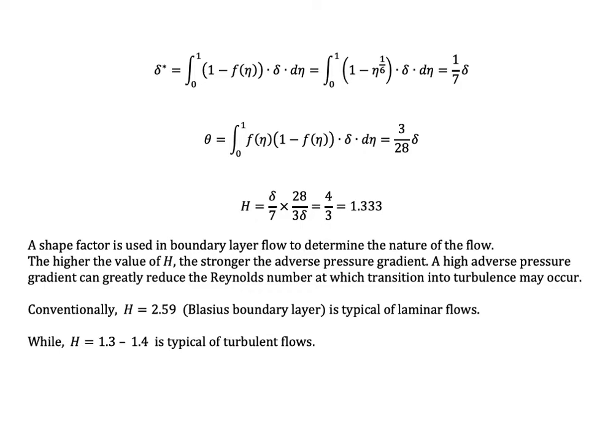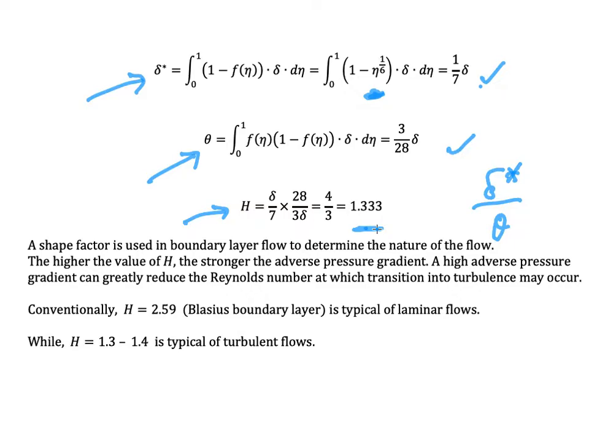So if we calculate the value of delta star, we substitute the value of f(eta), so it is eta to the power 1 over 6. So we will get 1 over 7 delta. And the theta here will give us 3 over 28 delta. And then we could calculate the value of H here, which is the ratio between delta star over theta. And then we get the value of 1.333.